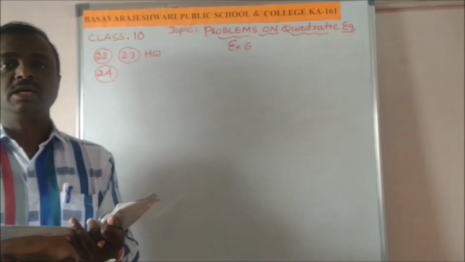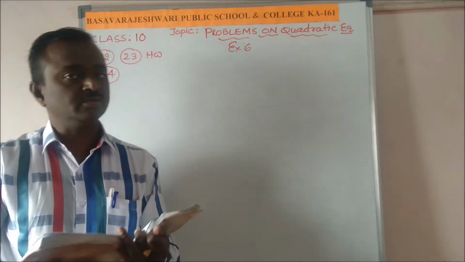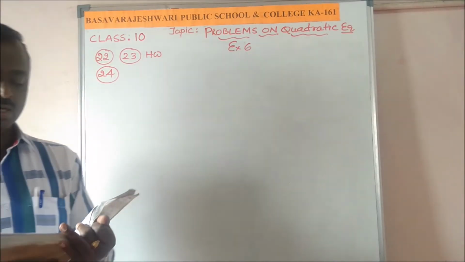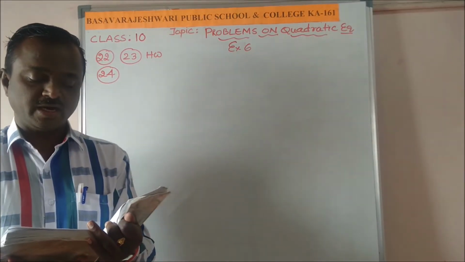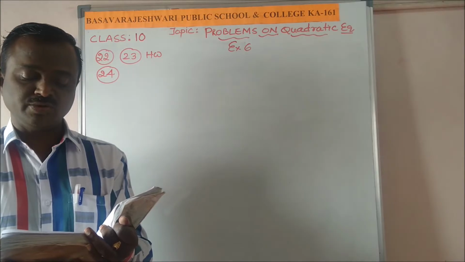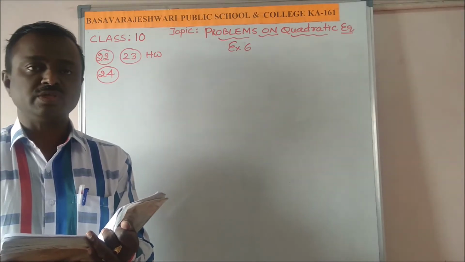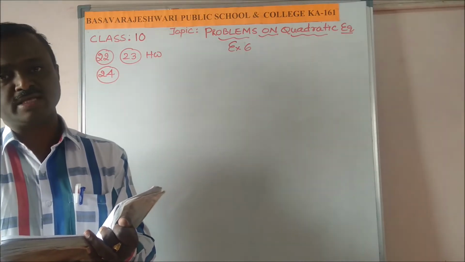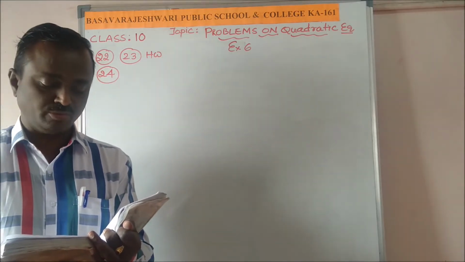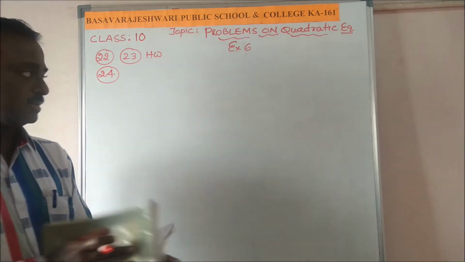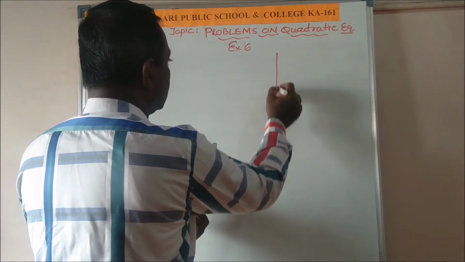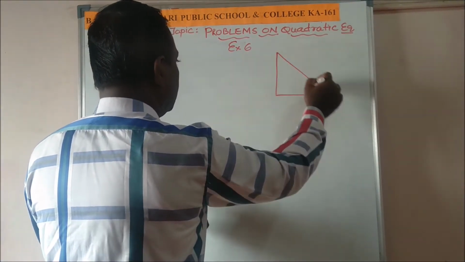If you observe, it is related to the Pythagoras theorem chapter we learned last week. The hypotenuse of a right-angled triangle is 20 meters. The difference between the lengths of the other sides is 4 meters. That means if one side is x meters, the other side will be x minus 4 or x plus 4 meters. Find the other side. So you have to draw the right angle triangle.